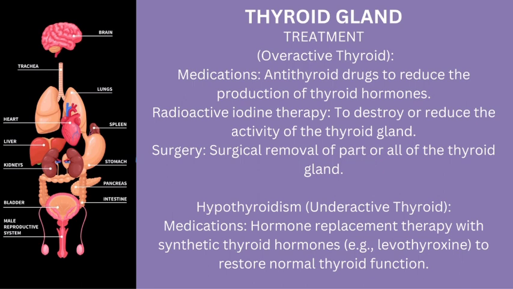Treatment. For overactive thyroid: medications, antithyroid drugs to reduce the production of thyroid hormones. Radioactive iodine therapy, to destroy or reduce the activity of the thyroid gland. Surgery, surgical removal of part or all of the thyroid gland. For hypothyroidism, underactive thyroid: medications, hormone replacement therapy with synthetic thyroid hormones, e.g., levothyroxine, to restore normal thyroid function.